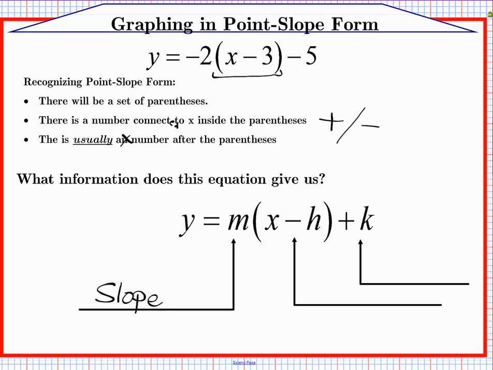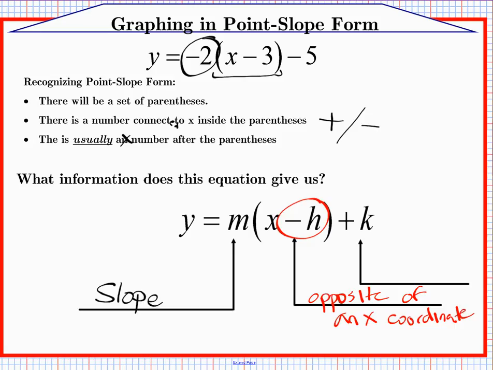1, the slope. So the first part of the equation is going to be the slope. The number inside the parentheses is going to give you the opposite of an x-coordinate. And the number outside the parentheses is going to give you a y-coordinate. At first this seems pretty confusing, but it's actually pretty simple once you get used to it.